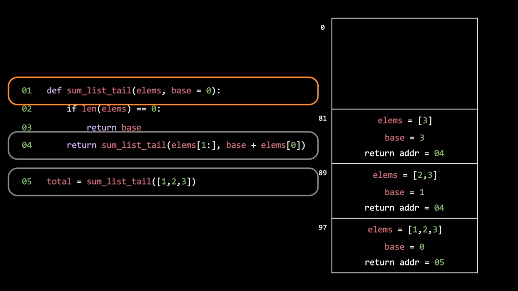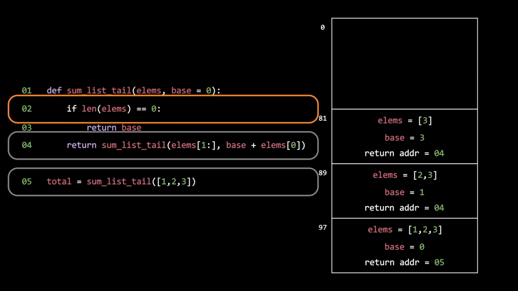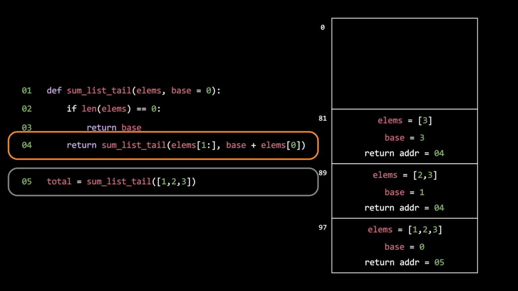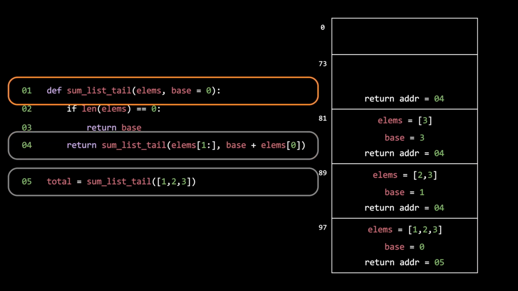All right, now we're going to check to see if elms is empty. It's still not empty. So we need one more recursive call. So now let's take a look. elms[1:] is going to remove the first element from the list, which means that elms is going to be an empty list. And now base is going to be the old base, 3, plus the value that's in the list at the first position, which is 3. So 3 plus 3, that's going to give us our 6. And so we're going to have return address 4, elms equals empty list, and base equals 6.